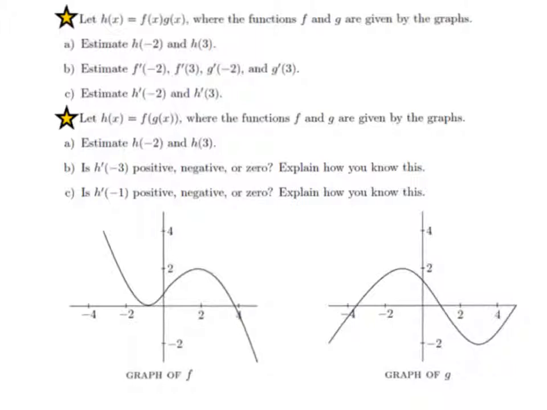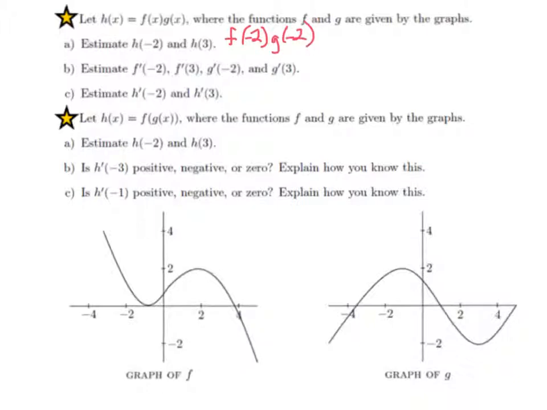Find h of negative 2 and h of 3. Well, h of negative 2, of course, is equal to f of negative 2 multiplied by g of negative 2. So f of negative 2 multiplied by g of negative 2.